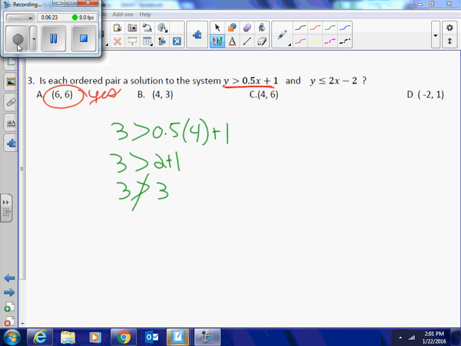Since the ordered pair 4, 3 is not a solution in the first inequality, there is no way it could be a solution in the system, and we get to stop. Choice B is a no. All right, let's do the next ordered pair.